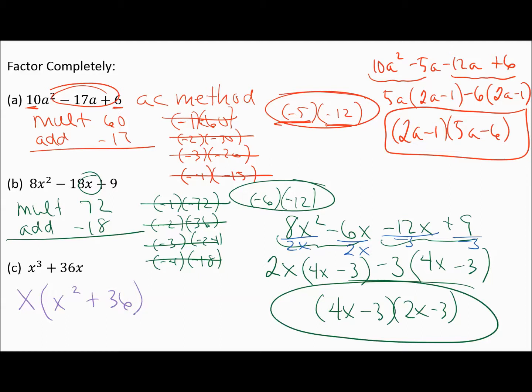Now, the next thing I ask myself is, can I factor what's left in the parentheses further? What we call this is a binomial, but it's a sum of squares because we're adding. And a sum of squares doesn't factor. This is a perfect square. 36 is a perfect square, but because we're adding, you can't factor it any further. If that were a minus sign, you could factor this, but no more.